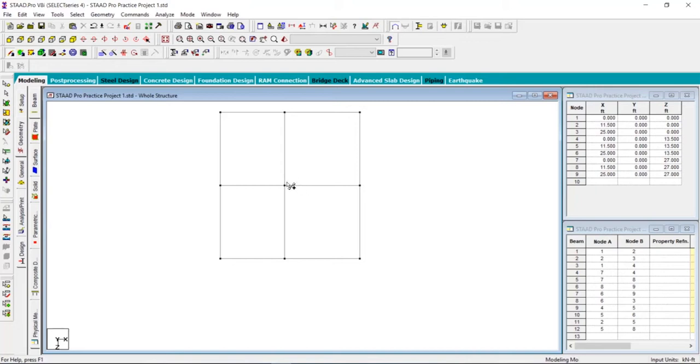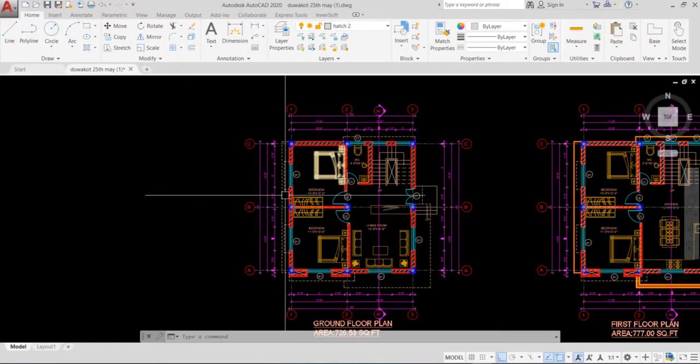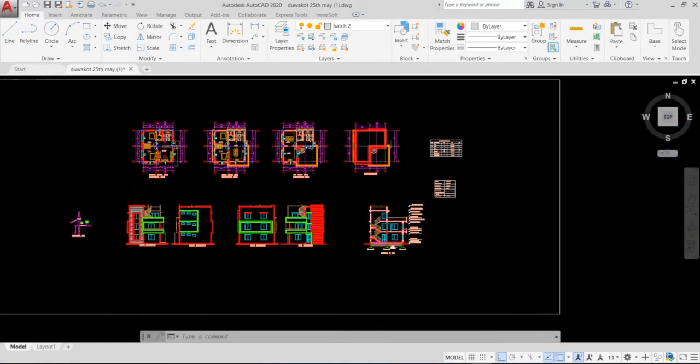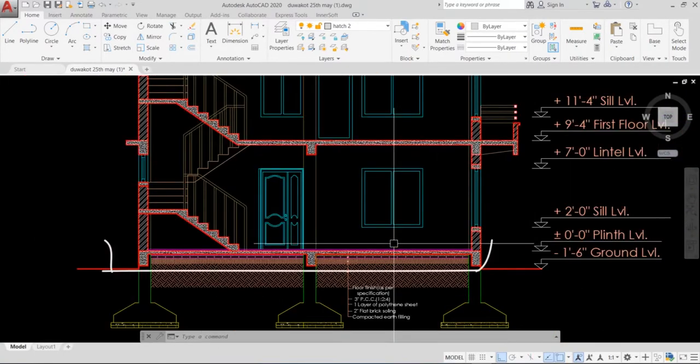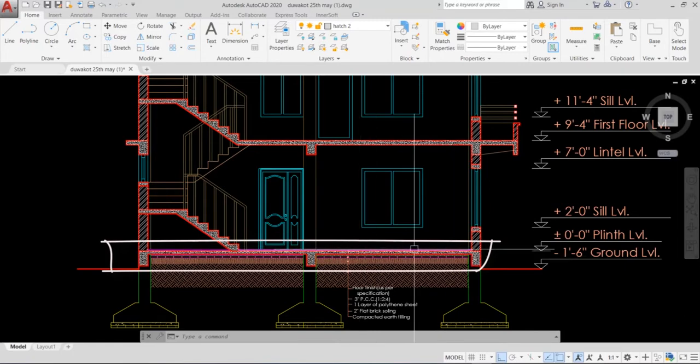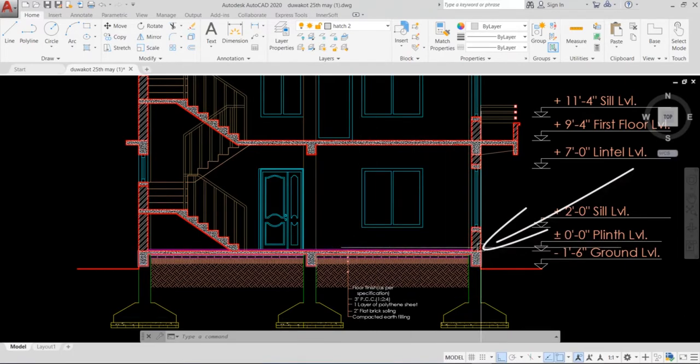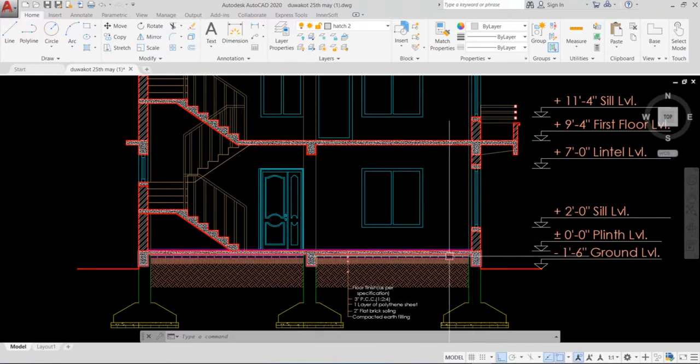Now what we're gonna do is that we got the ground floor level, right? Okay, we got this level. If I show you in the section, so we got this level. So our structure will begin from the plinth level. Base columns will be connected here at the plinth level, that is 1 feet and 6 inches from the ground level. So our structure will be from here.